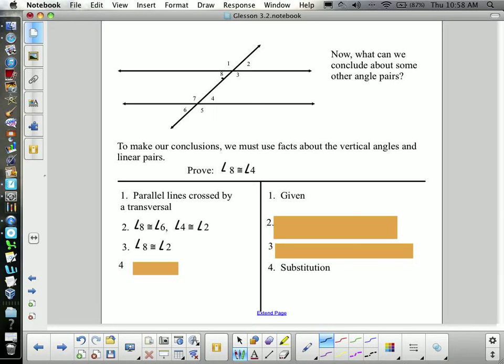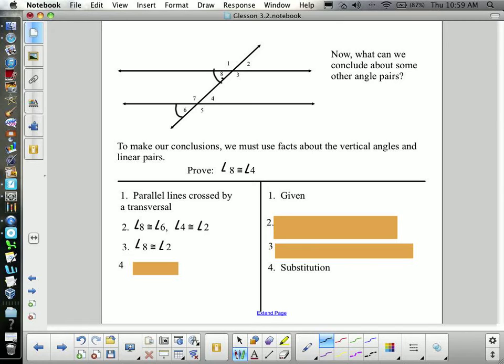What's the name? 8 and 6. 8 is here, 6 is here, in case you can't see. Corresponding. It's corresponding. Again, identification is key. That's why we're working on this. How about 4 and 2? They're also corresponding angles, right?